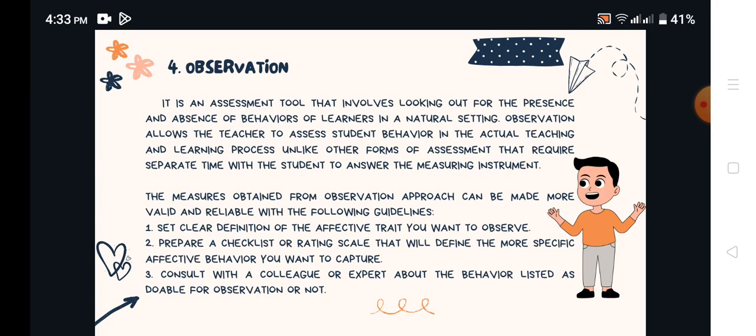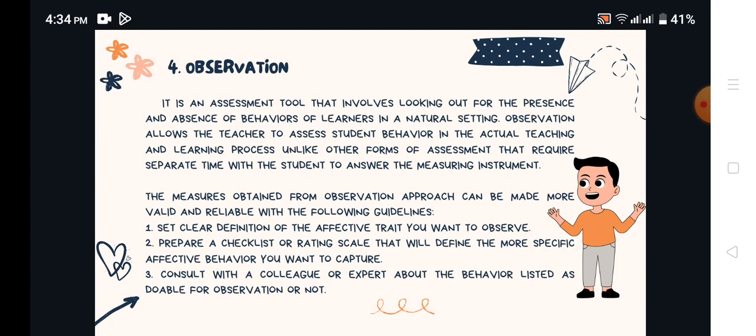Last on the list is observation. Here in observation, the teacher will not be needing separate time with the student to answer the measuring instrument. The teacher will just observe the student in the classroom. Observation provides the opportunity to monitor or assess a process or situation and document evidence of what is seen and heard. Seeing actions and behaviors within a natural context or as they usually occur provides insights and understanding of the event, activity, or situation being evaluated.